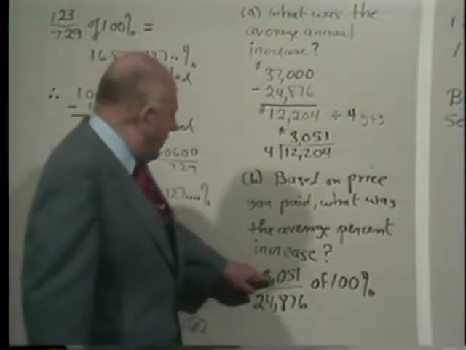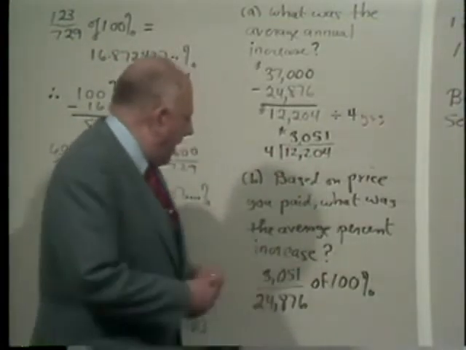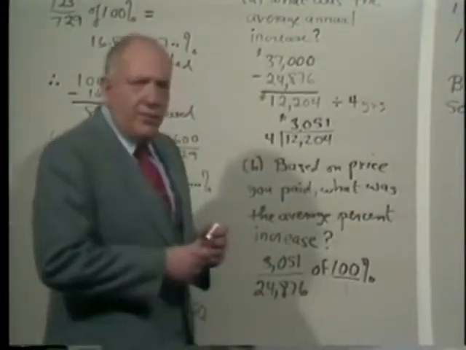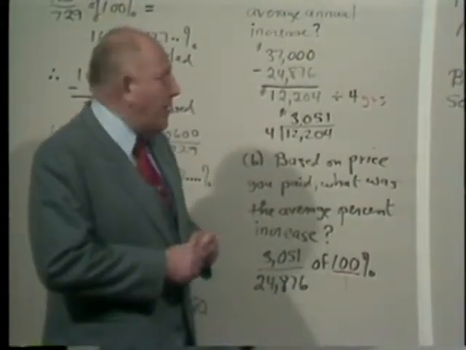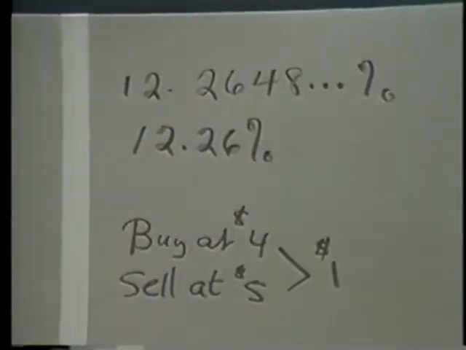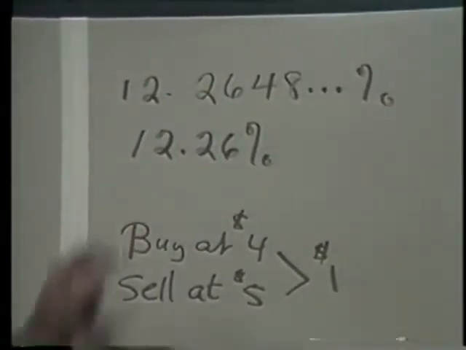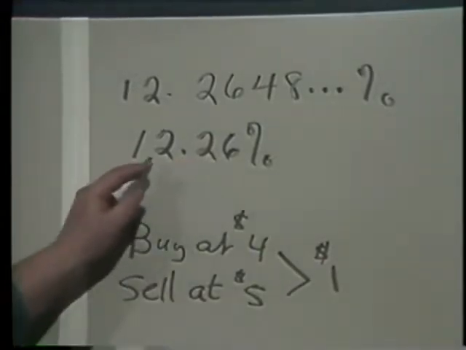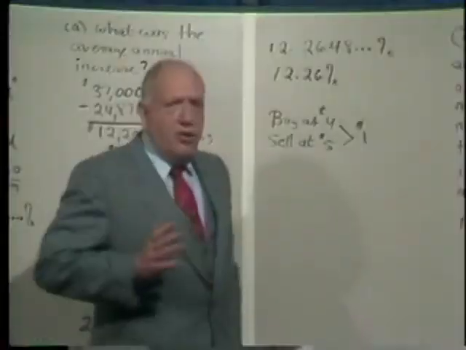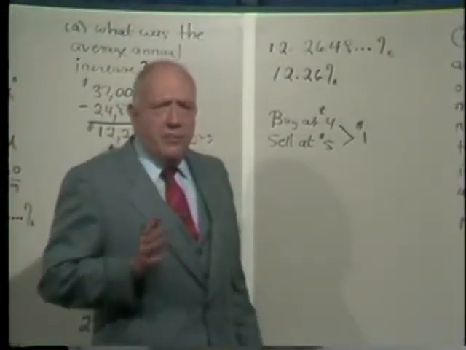In other words, I take 3,051 multiplied by 100. That gives me my numerator. Then I divide by 24,876, because that's my denominator. And that will give me 12.2648, etc., percent. And that rounds off to the nearest hundredth to be 12.26%. And I'd like to show you again how people can be tricky.